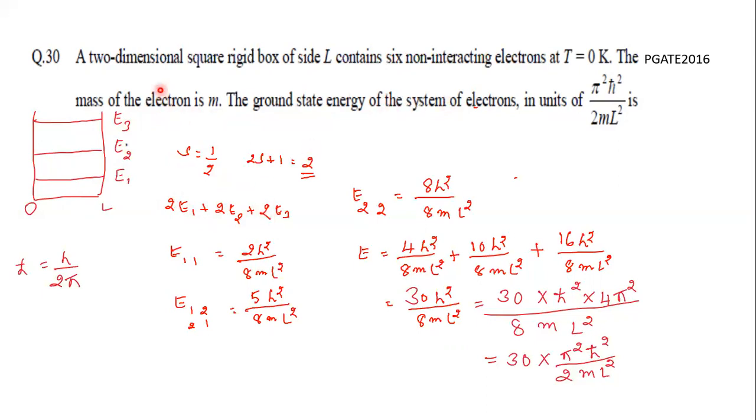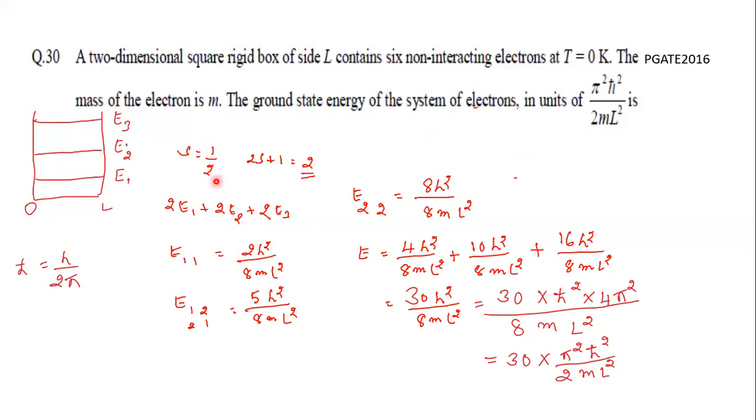As we are in a two-dimensional box, the quantum numbers which would make the lowest energy state is E11. So the formula we will use for the two-dimensional box is E nx ny equal to (nx square plus ny square) h square by 8 m L square. So the nx square plus ny square value will become 2, giving 2 h square by 8 m L square.